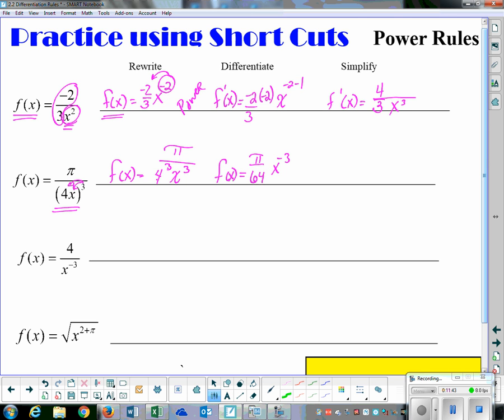We are now ready to apply the power rule. And the power rule says bring the power down. So I'm going to have f prime of x, because I am doing a derivative, negative 3 pi divided by 64, x to the negative 3 minus 1 makes it x to the negative 4. And I would like to format my answer by bringing that x to the bottom as x to the positive 4.